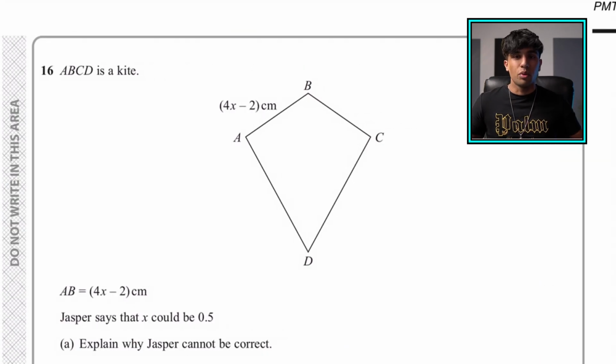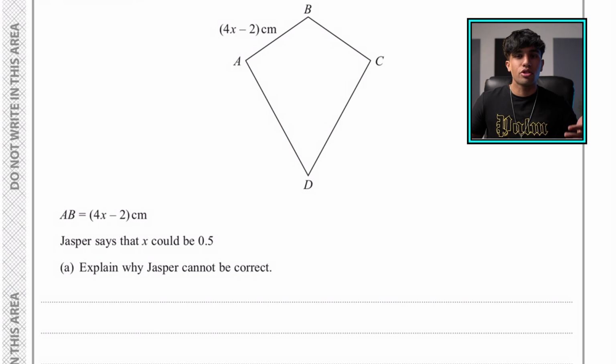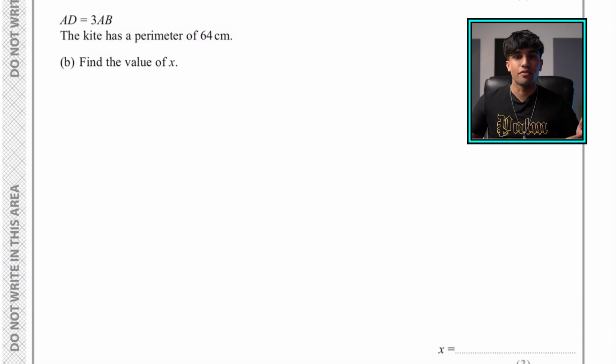Question 16, we have a kite, and for part A, we need to verify if a statement is true or if it's false. Now, Jasper says x can equal 0.5. As we know side length AB is 4x minus 2, let's sub in 0.5 as a value and see what we get. This equals 0, so we know Jasper's not correct because you can't have a side length which is equal to 0.